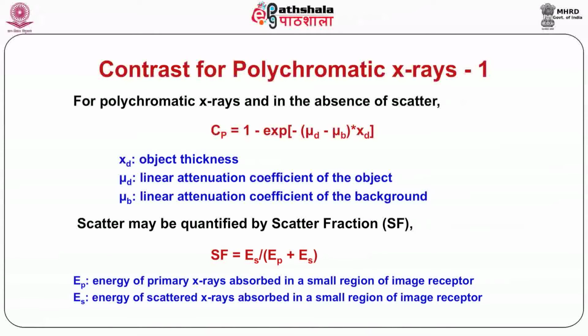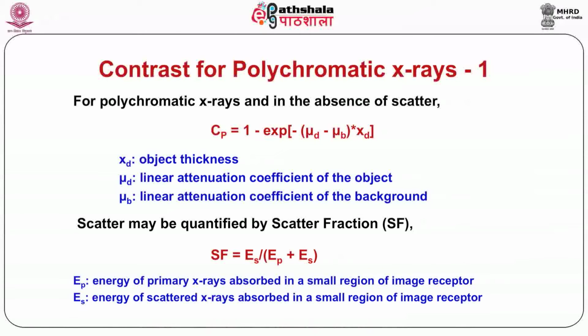Now contrast for polychromatic X-rays. For polychromatic X-rays and in the absence of a scatter, the contrast, which is denoted here by Cp, is equal to 1 minus exponential of minus (mu d minus mu b) into xd. Here xd is object thickness, mu d is linear attenuation coefficient of the object and mu b is linear attenuation coefficient of the background. So a scatter may be quantified by a scatter fraction.